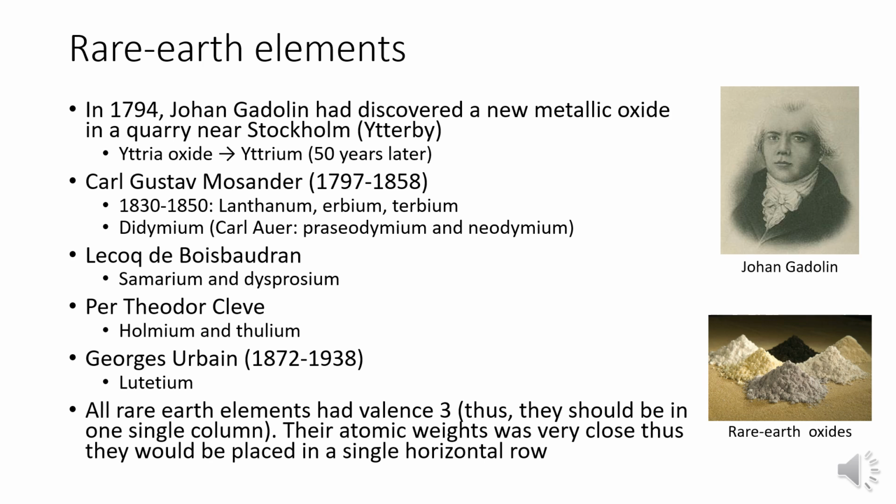So at the end of all the discoveries of the rare earth elements, it was found that all of them share a common property of having valence 3. So it means that they should be placed in one single column. However, their atomic weights were very close to each other, so it means that they should be placed in a single horizontal row in order to fulfill the requirements of Mendeleev's periodic table. So the easiest solution was to create a whole new group for the rare earth elements, like we see today in the periodic table.